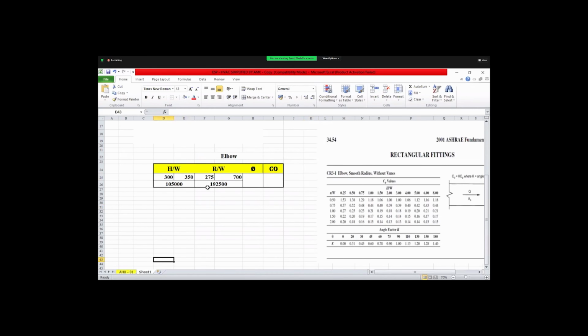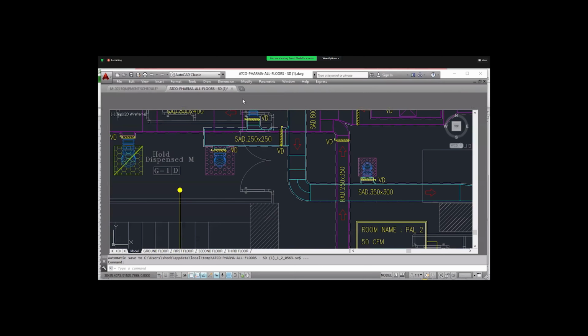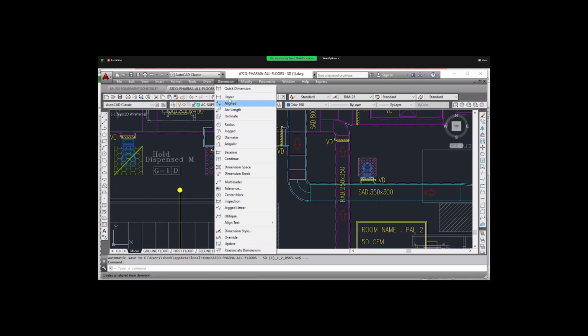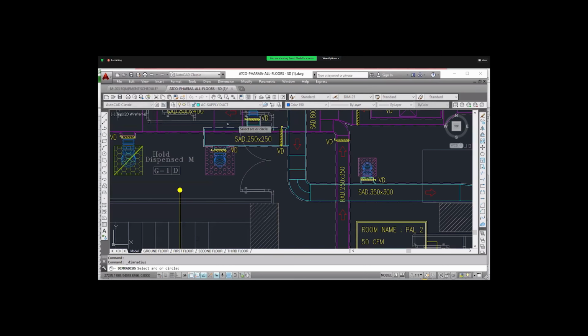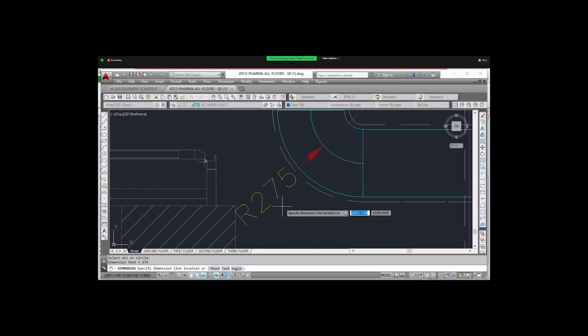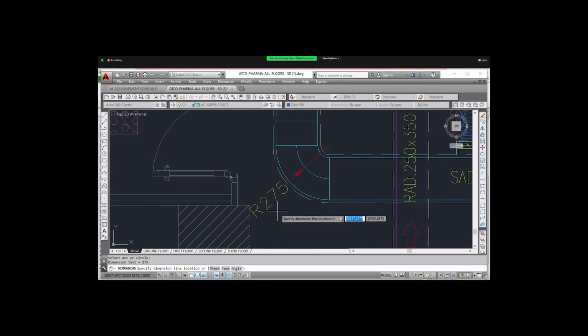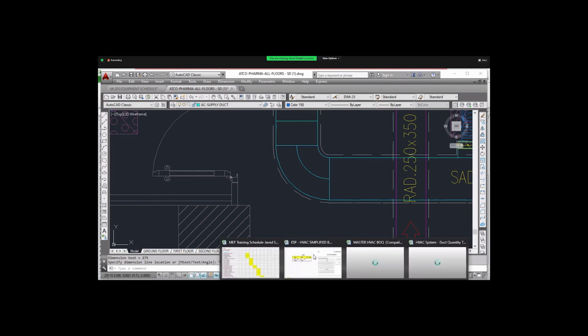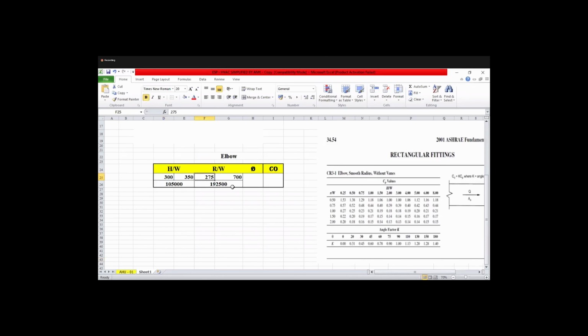And what is the radius? So how to calculate using the drawing? We have to go to dimension and take the radius here and we can calculate. So what is the radius here? It's shown, 275 mm is the radius. So this we have to mention here: 275 and the width which is 350. So R by W.